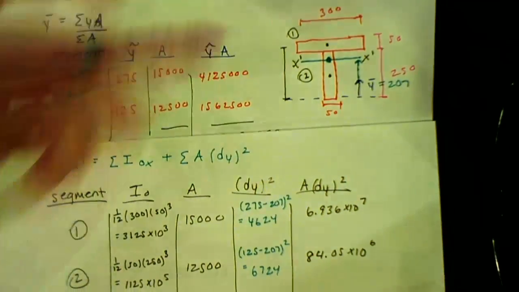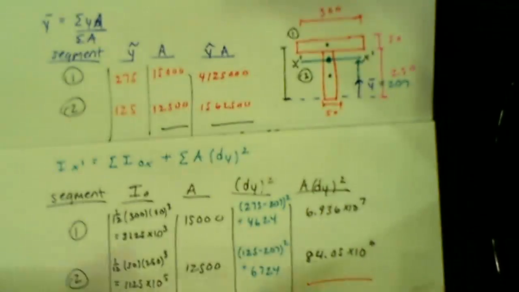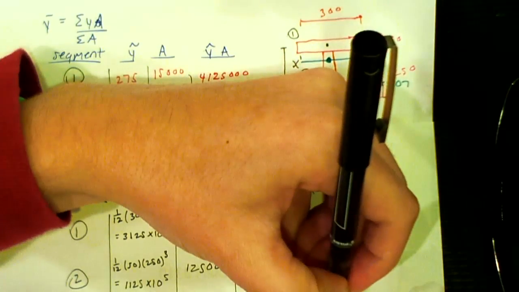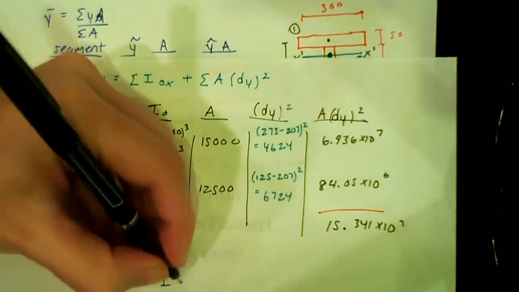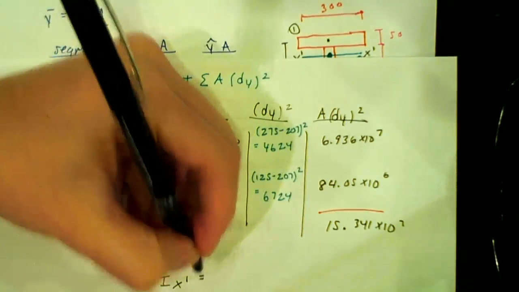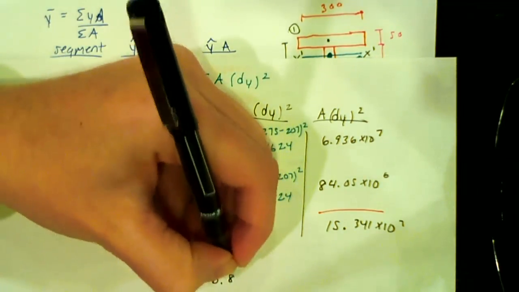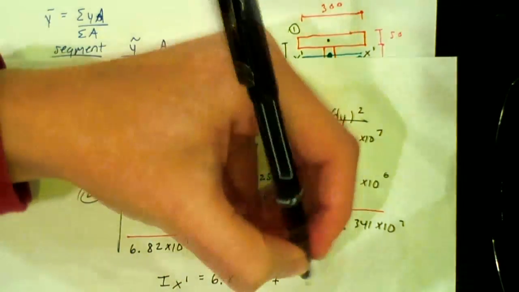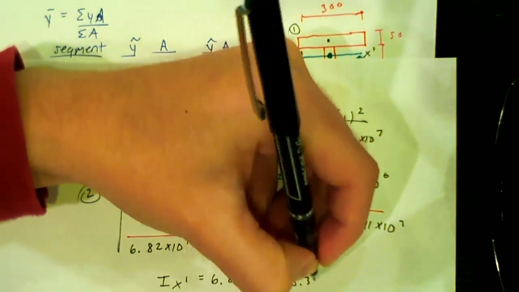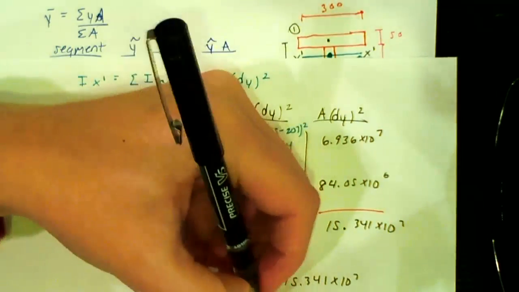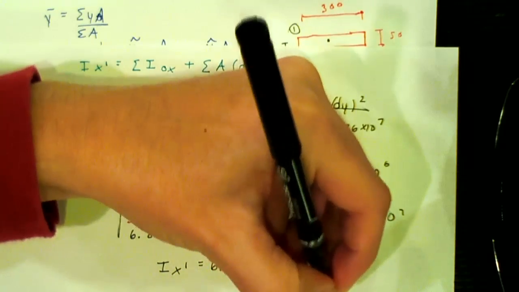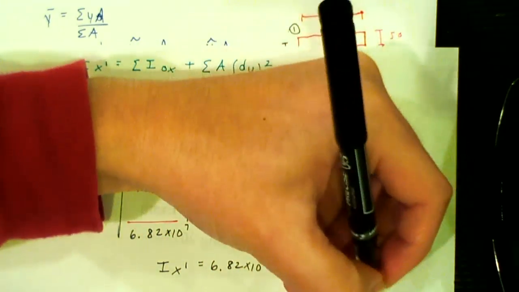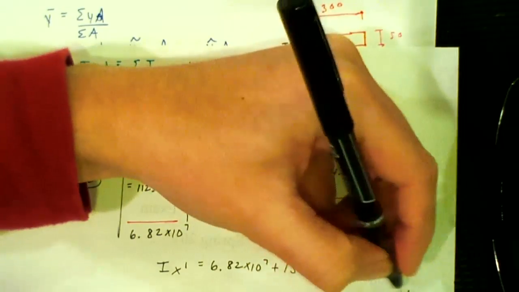We need to add these up according to our equation. So we get 15.341 times 10 to the 7. So my Ix prime is going to equal 6.82 times 10 to the 7 plus 15.341 times 10 to the 7. So Ix prime is 2.216 times 10 to the 8 millimeters to the 4th.